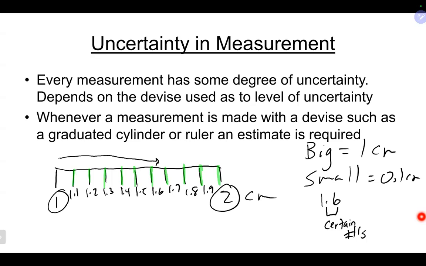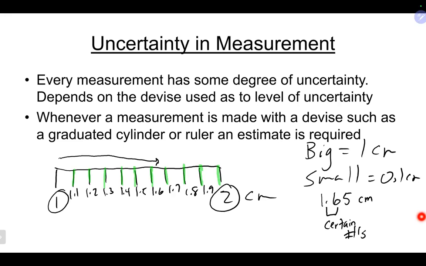Now we could clearly see that the arrow is not exactly on 1.6. It's not exactly on 1.7. And this is where the degree of estimation comes into play and the uncertainty comes into play. I may look at it and go, I think it's like halfway between the two, and maybe I record it as a 5 with centimeters written next to it, the units. Somebody else may look at it and go, I think it's closer to the 1.7. So maybe it's like 1.66 or 1.67 or something like that as the reading.